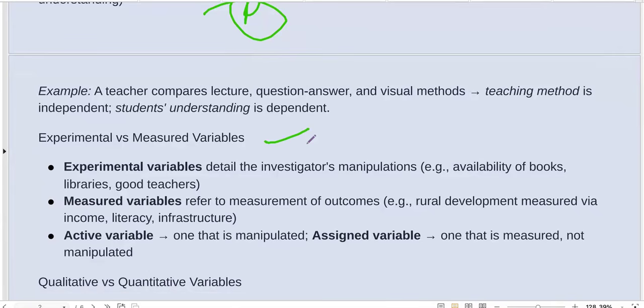Okay, if I want to check the condition of women between 15 to 59 years, how many are anemic? So I will choose some active variables that will be manipulated. I can manipulate the income level. The assigned variable will be one that is measured, that is not manipulated. What will be measured? The health condition. You don't need to go very deep into it, just understand it. A surface-level understanding of all of this is enough. I am giving you the content. Even if a 20 marker comes on variables, you can write it thoroughly and you can get maximum possible marks.